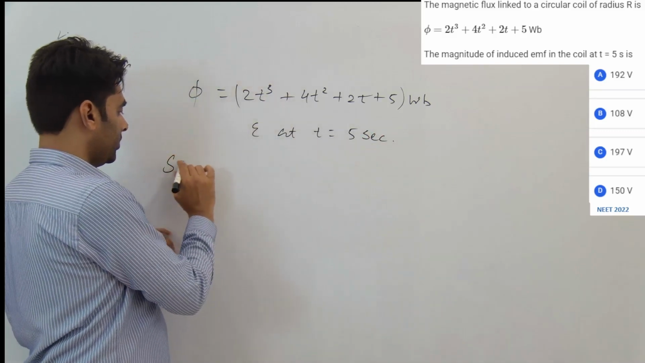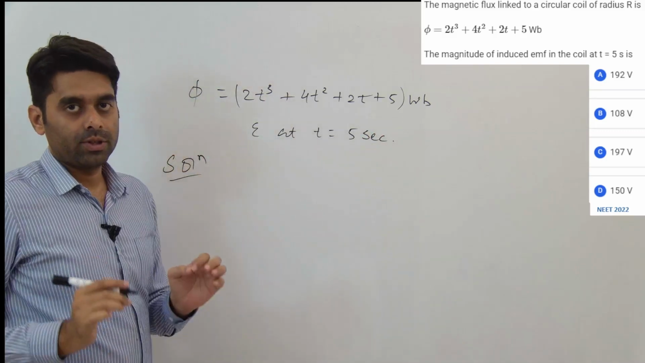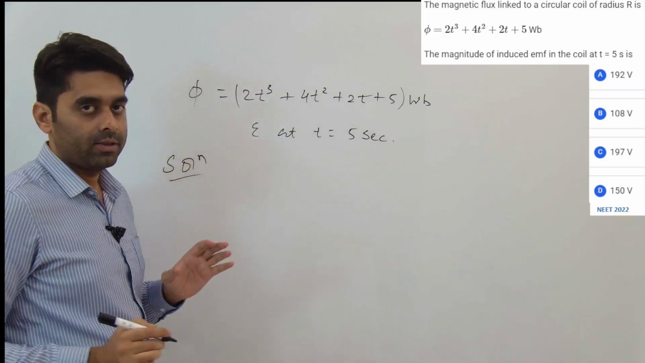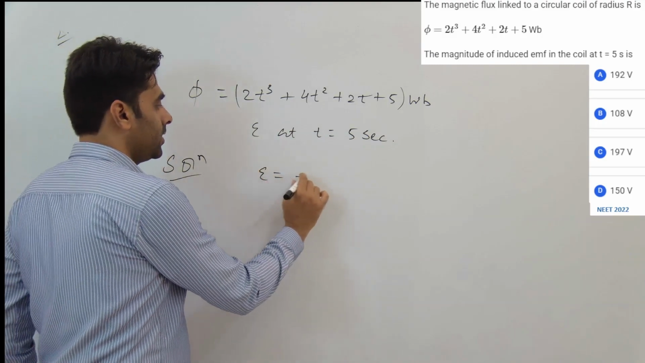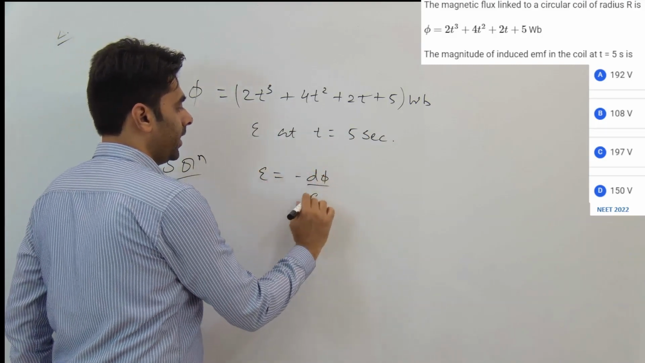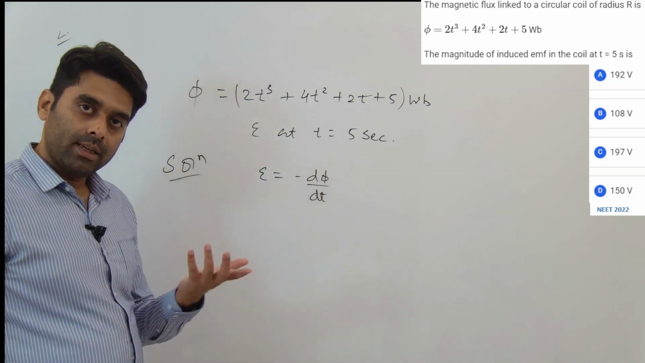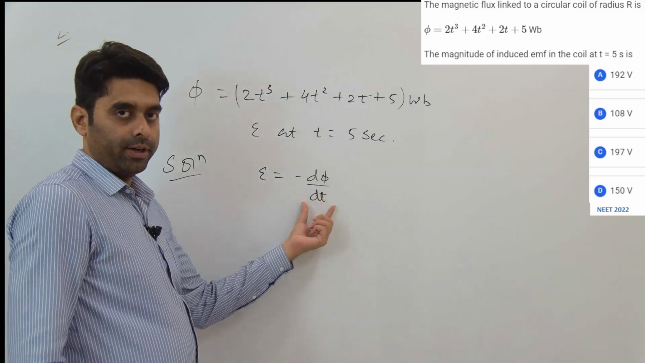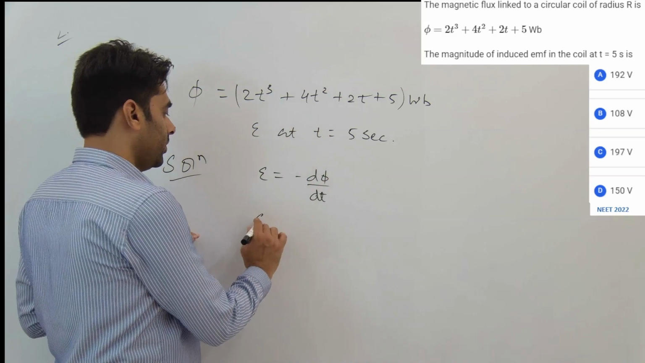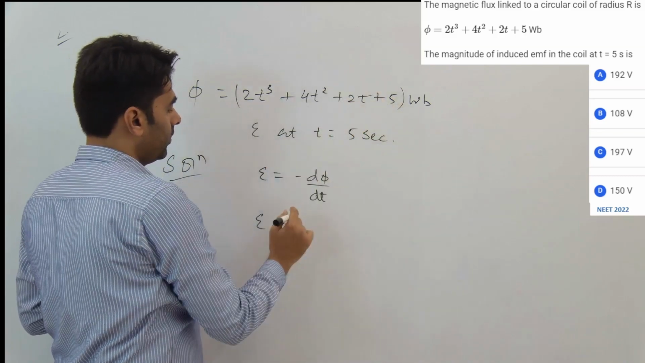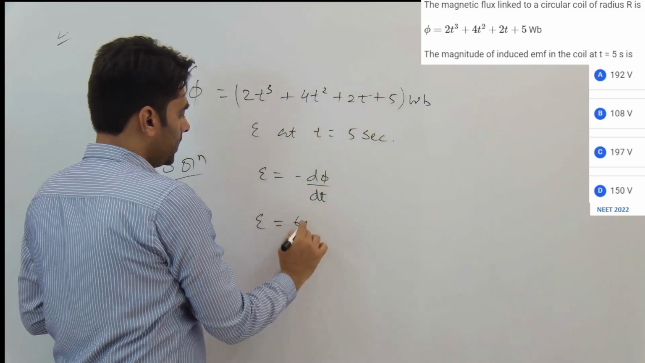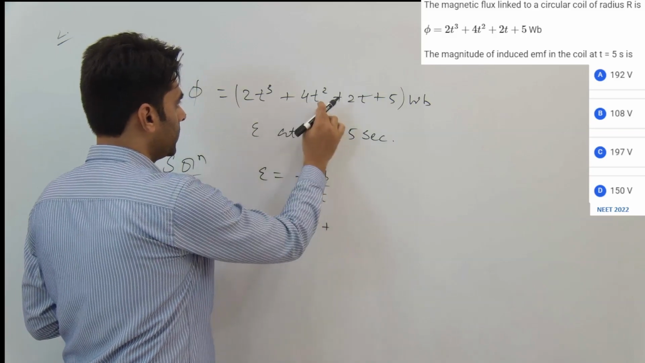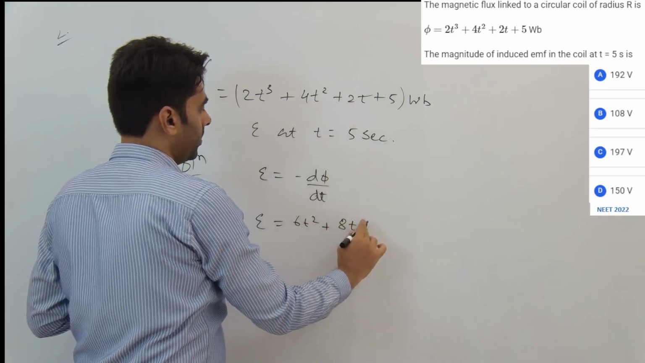What is our relation? EMF induced we get from Faraday's law, and the relation is E equals minus d phi by dt, right? They are asking us magnitude only, so we need to find only d phi by dt at t equals 5. Let us do d phi by dt. If we differentiate this, it will come out to be 6t square plus 8t plus 2.